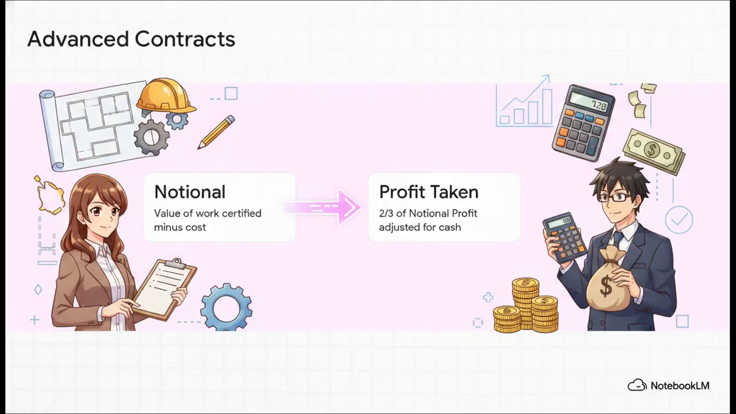Let's move to a fairly advanced contract and see how this builds. Accountants use a very careful 2-step process here to avoid overestimating success. Step 1 is calculating the notional profit. This is simply the architect's certified value of the work minus the actual cost of that certified work. But hold on, we don't just take all that profit. Step 2 is calculating the actual profit taken. To play it safe, accountants generally only take 2/3 of that notional profit, and then they multiply it by the ratio of actual cash received versus the work certified. Basically, if the client hasn't actually paid you the cash yet, you scale down the profit you're claiming.